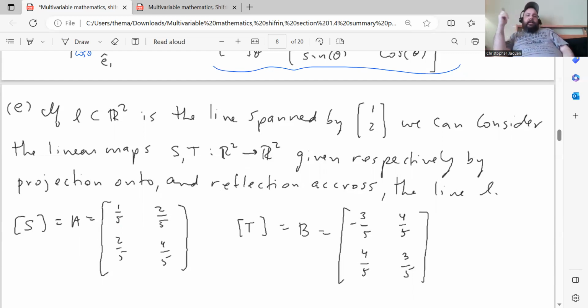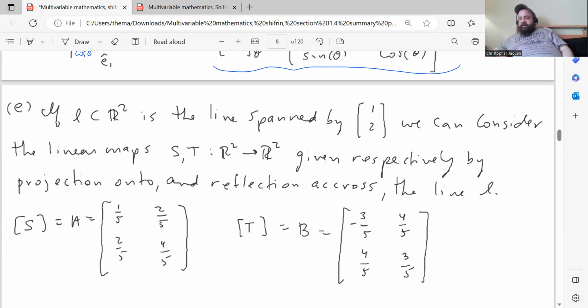So if L is a subset of R2, the line spanned by the vector (1, 2), we can consider the linear maps S and T from R2 to R2 given respectively by the projection onto and reflection across the line L.